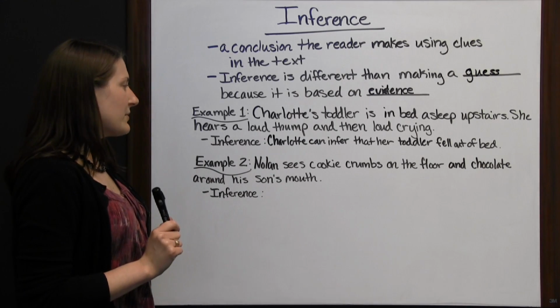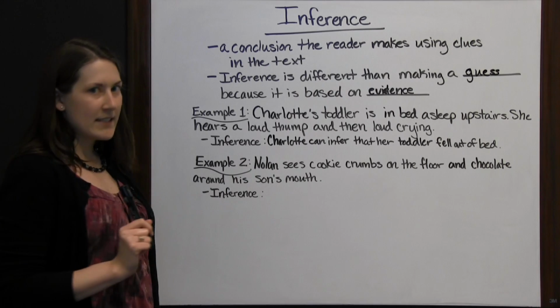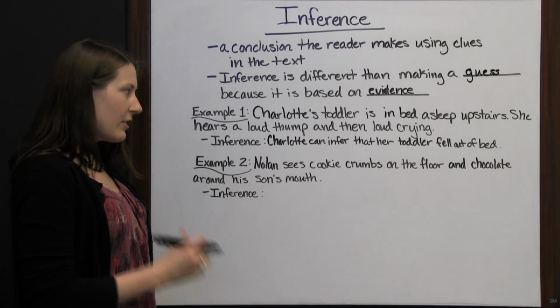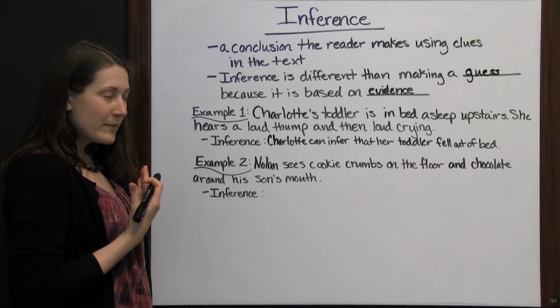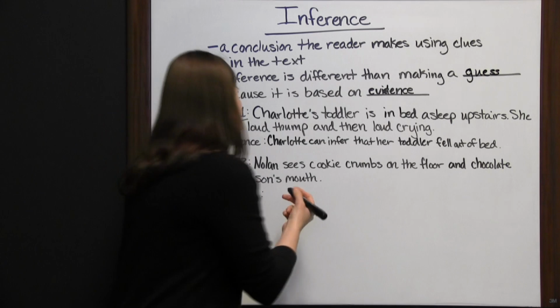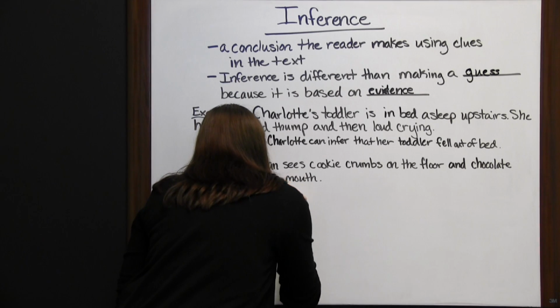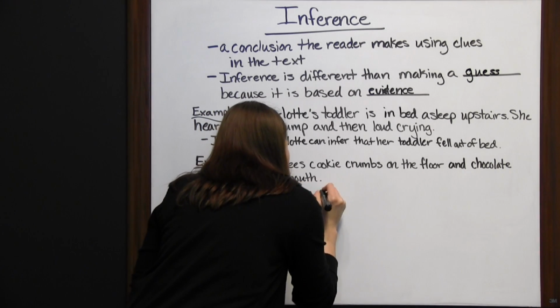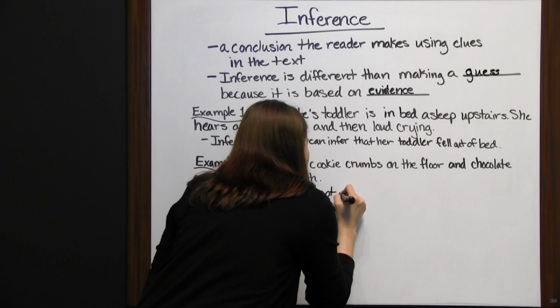So let's look at another example. Nolan sees cookie crumbs on the floor and chocolate around his son's mouth. So cookie crumbs on the floor and chocolate around his mouth is going to tell you that Nolan's son got into the cookie jar.